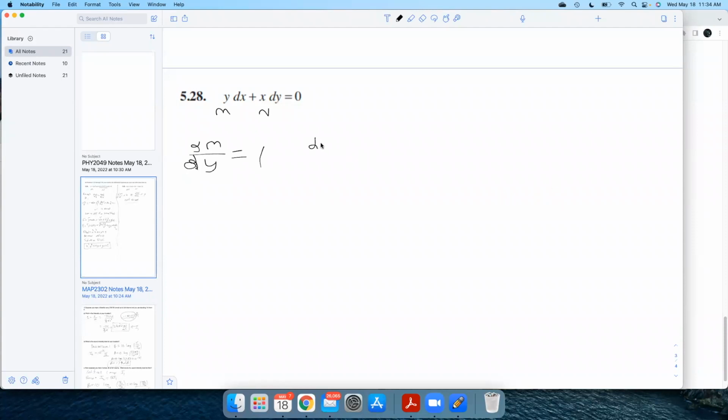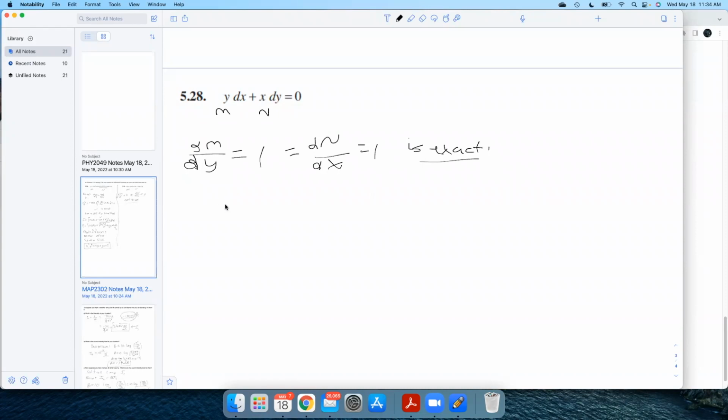Partial n with respect to x, the wrong guy. Derivative of x with respect to x is 1. Those are equal. This guy is exact. So I can solve this as an exact DE.